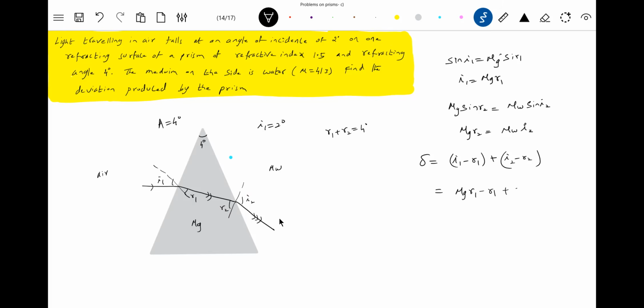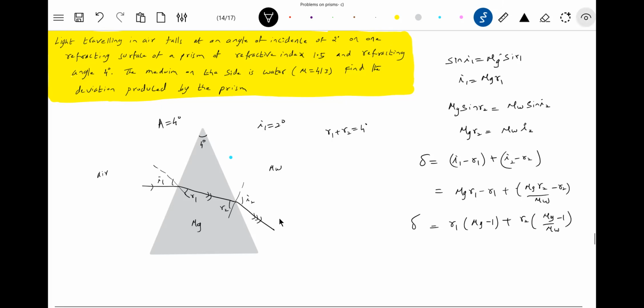So what is I2? We have to calculate the deviation, no? I2 will be mu g R2 by mu w, minus R2. R1 equal to mu g minus 1. R2 equal to. We know I1, we know mu g, we'll get R1. If you substitute that here, we'll get R2. Then R1, R2 values have to be substituted.